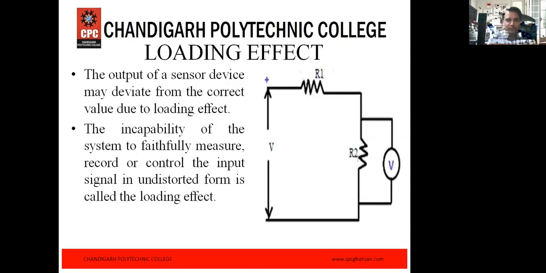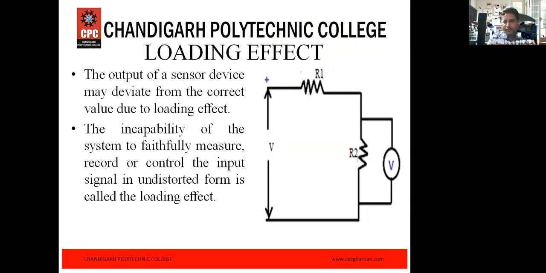Next is the loading effect. Loading effect of any instrument is the incapability of the system or an instrument to faithfully measure or record or control the input signal in undistorted form. That is the loading effect.